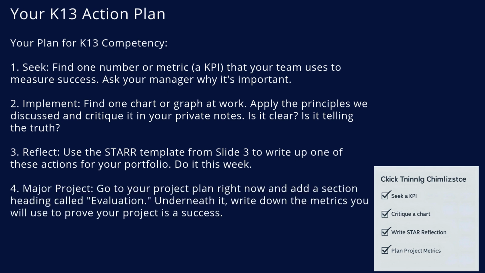Finally, and you can do this right after this session, open your major project plan and add a section called Evaluation. Under that heading, make a list of the specific, measurable data points you will use to prove your project was successful. This simple act of planning will set you up for success in your EPA.